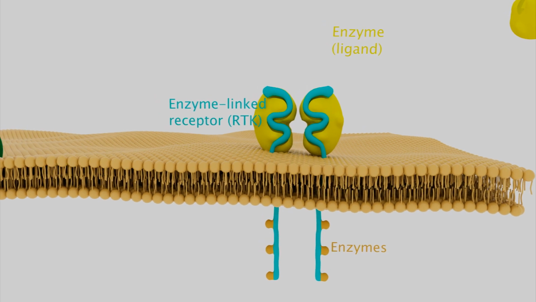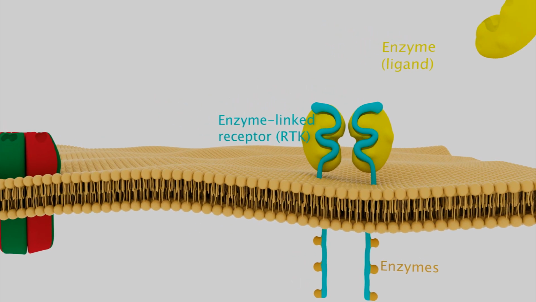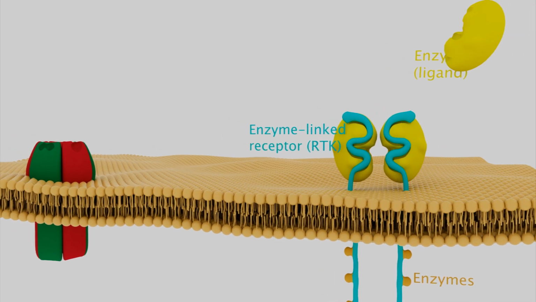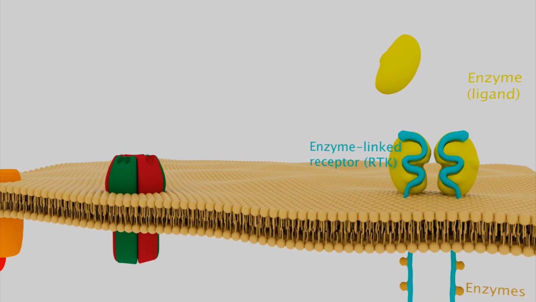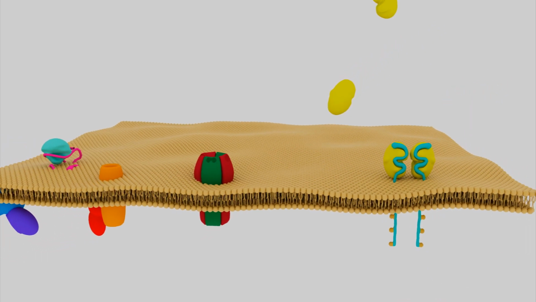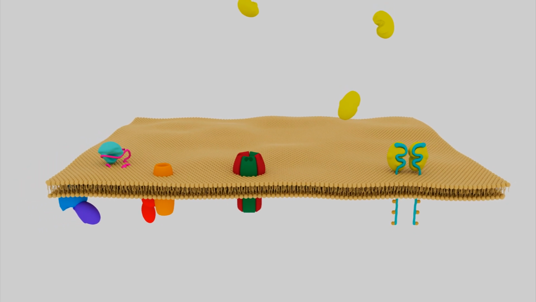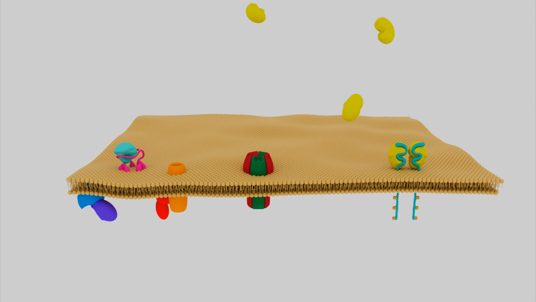Commonly, these receptors are called receptor tyrosine kinase or RTKs because the enzymatic activity is kinase. That is, they facilitate phosphorylation of other molecules which in turn regulate many cellular processes. The insulin receptor is a classic representative of this type of receptors.